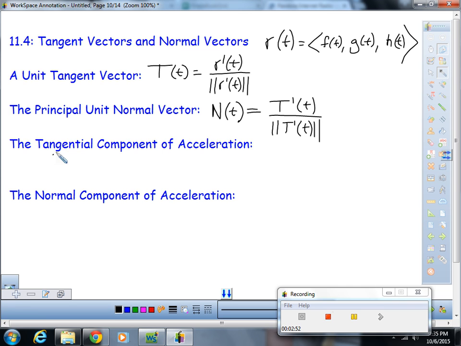So, we will refer to the tangential component as lowercase a sub t, and we will refer to the normal component as lowercase a sub n. So that's our first slide.